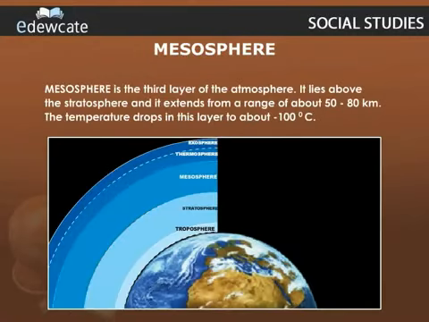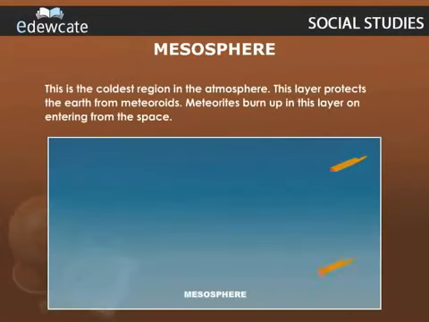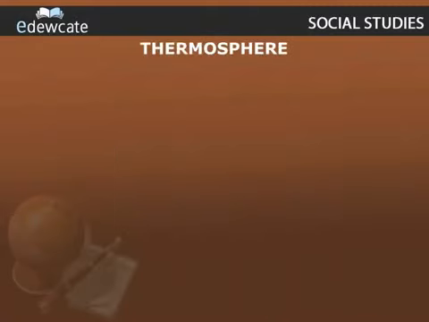Mesosphere is the third layer of the atmosphere. It lies above the stratosphere, and it extends from about 50 to about 80 kilometers. The temperature drops in this layer to about -100 degrees Celsius. This is the coldest region in the atmosphere. This layer protects the Earth from meteorites. Meteorites burn up in this layer on entering from space.